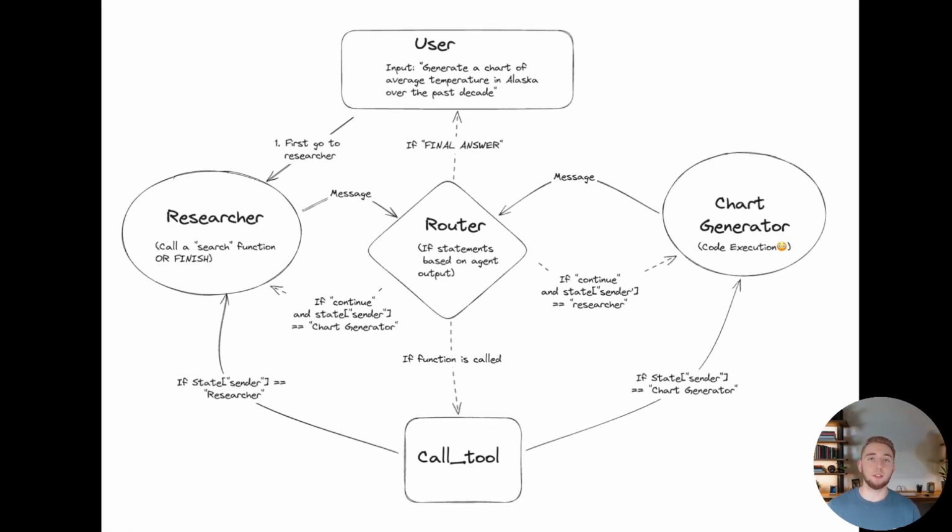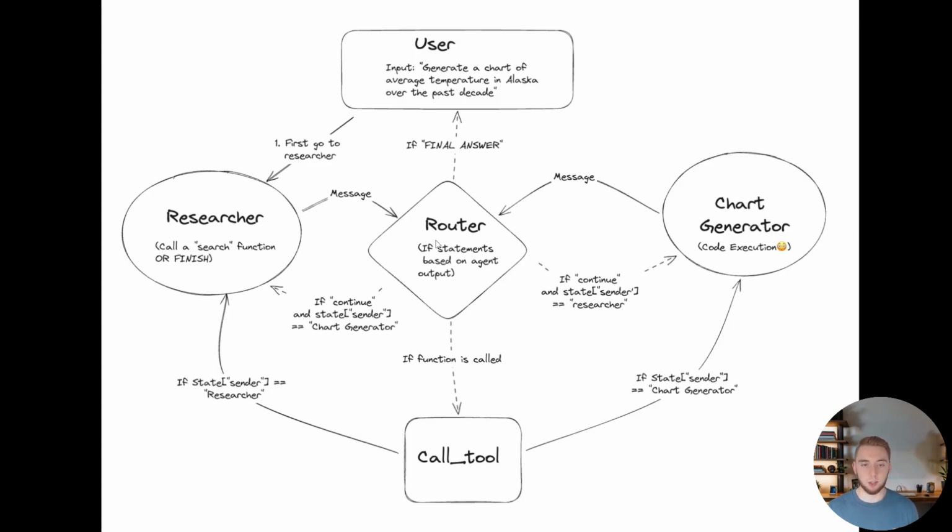All right, so here is our first example of an agentic workflow that would work really well with LangGraph. This is the kind of thing that you definitely would not want to code without clear and concise structure that LangGraph would give to you. And so what we have right here is an agentic workflow for generating charts. The user input as an example here is generate a chart of the average temperature in Alaska over the past decade. And so the execution will first go to the researcher, which is going to do some research to gather information to ultimately create the chart.